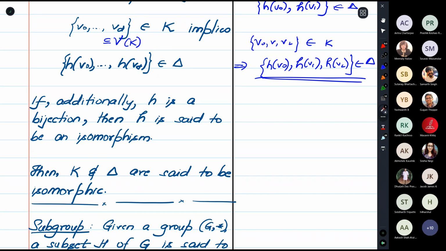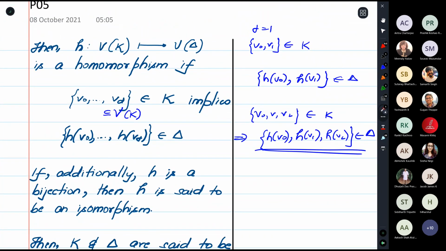However, as I said, a homomorphism should preserve structure, right? In a simplicial complex, the structure is this notion of subsets. Whenever something is there, its subset should also be there, and a simplicial complex is a collection of subsets. So we emphasize that if K and delta are two simplicial complexes, and K is made up of this collection of subsets, then if something is a subset in K, we require that the set of vertices obtained under H, whatever V0 to Vd get mapped to under H, that collection is also a face in delta.